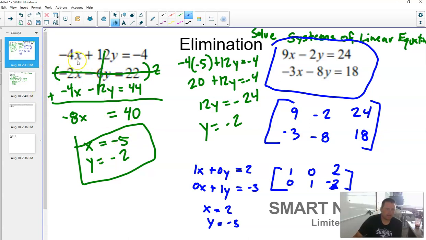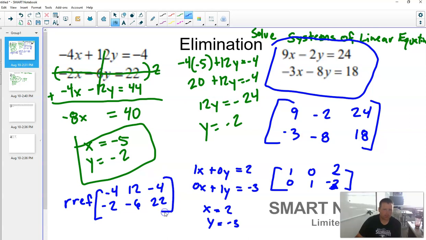Okay, so let's just do this one here. I want to RREF the matrix, so I've got to get rid of my variables. So I go -4 here, 12 here, and -4 here, and then -2. I don't want my variables again. -6, and then 22 for this one.